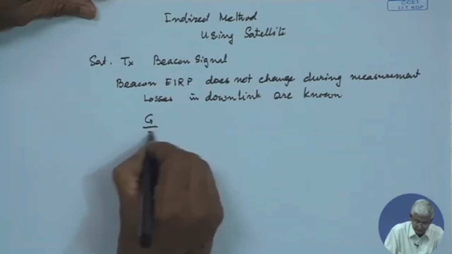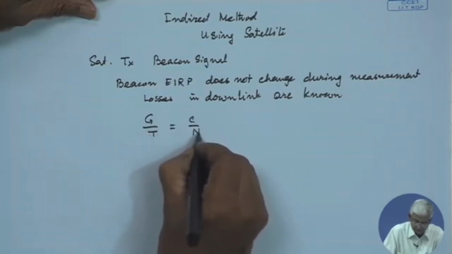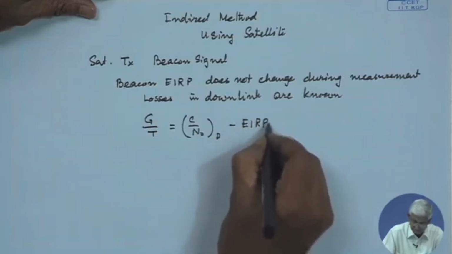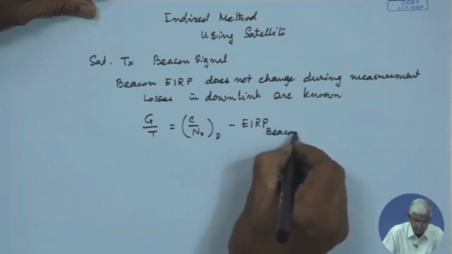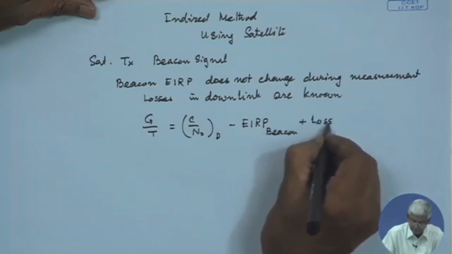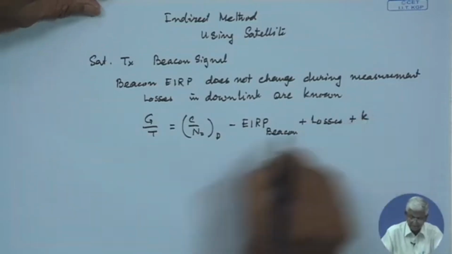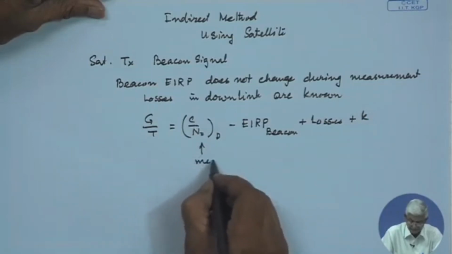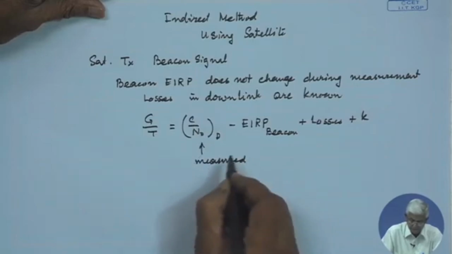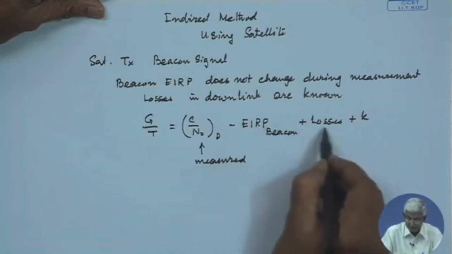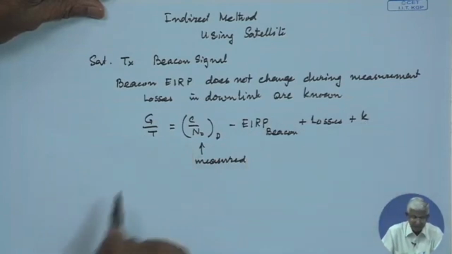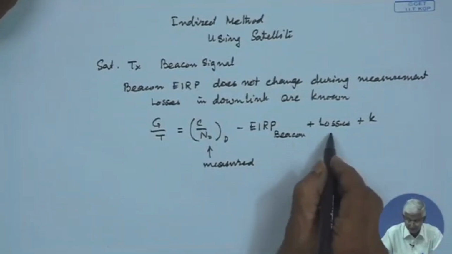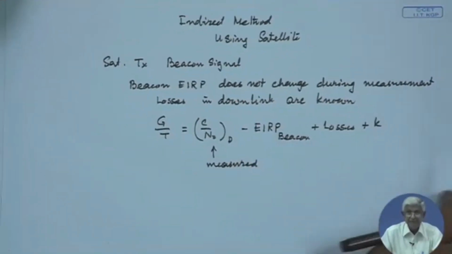Then the equation is G by T equals C by N naught downlink minus EIRP of beacon plus losses plus K. So, if you measure the C by N naught of the downlink, this is the measured, and EIRP of the beacon is known, losses are known, K is a constant. Therefore, G by T can be found out. So, this is an indirect method using the satellite. The assumption is that losses are known and EIRP of the beacon does not vary during the measurement.